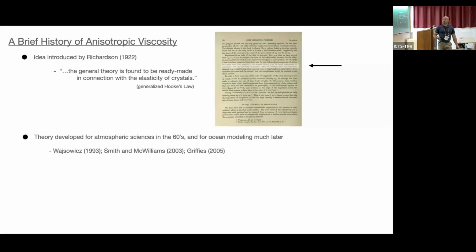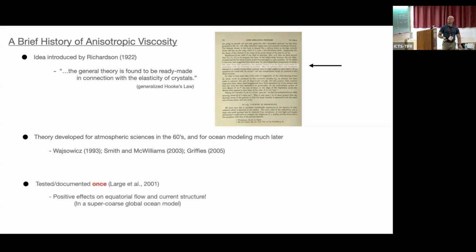It actually took about 40 years for this theory to even start trickling into atmospheric sciences, and then it wasn't even until the 90s before it appeared in the ocean modeling literature. The last papers to talk about this were by some big names about 20 years ago, but it has not been touched, really. And this idea was actually tested only once by my colleague Bill Large in 2001.